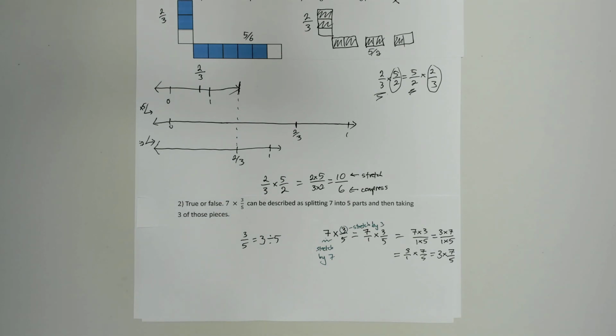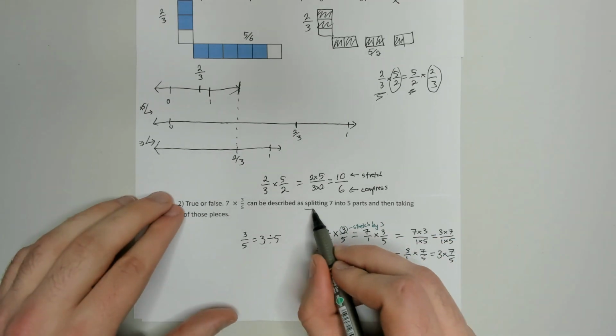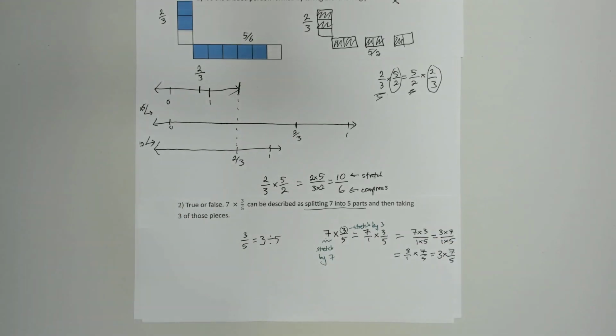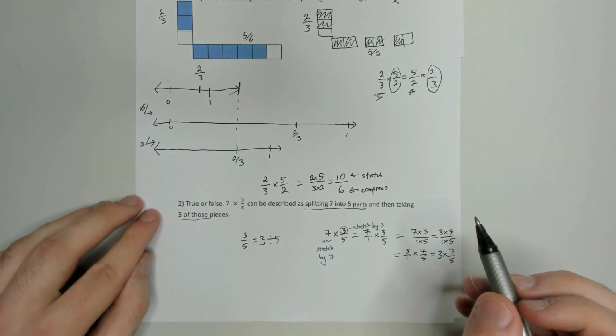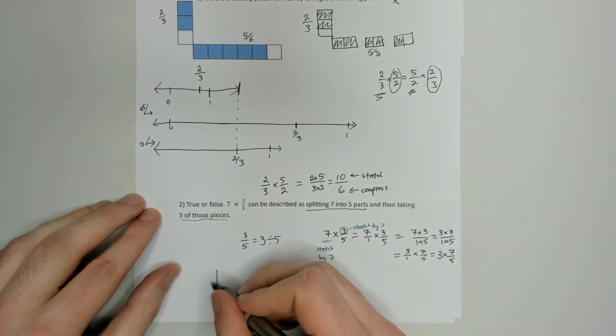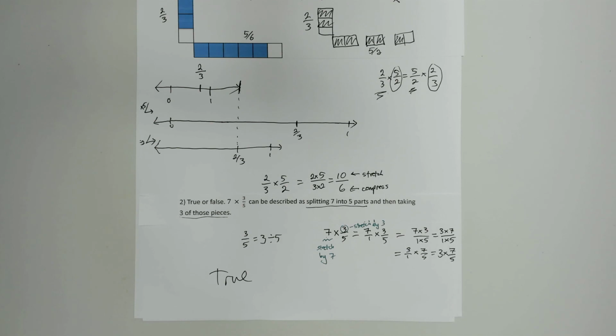But now that I've changed the order, it's a little more obvious that this is true, because the 7/5 is us taking 7 and splitting it into 5 parts. So that's right there. And then we're taking 3 of those pieces, right? 3 times that. So that's this piece right there. So we look like we are going to be correct. So this is going to be true. All right, let's move on to part 3.